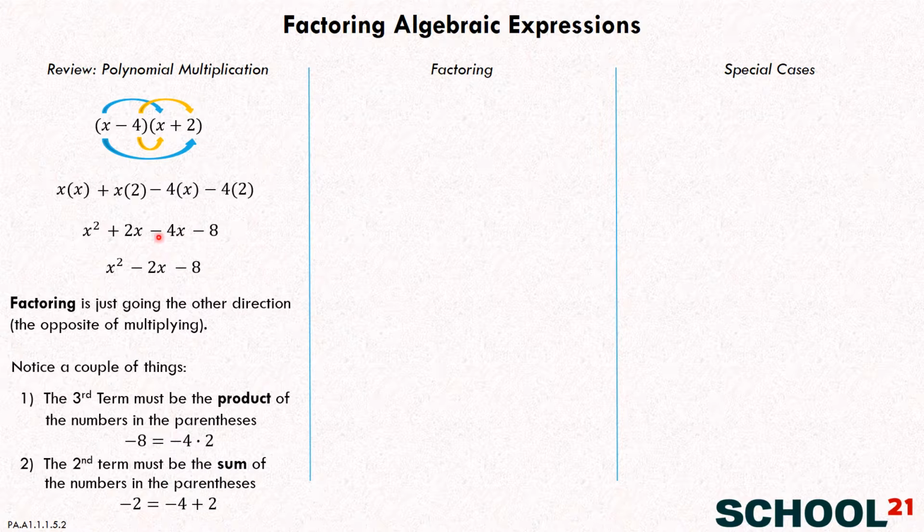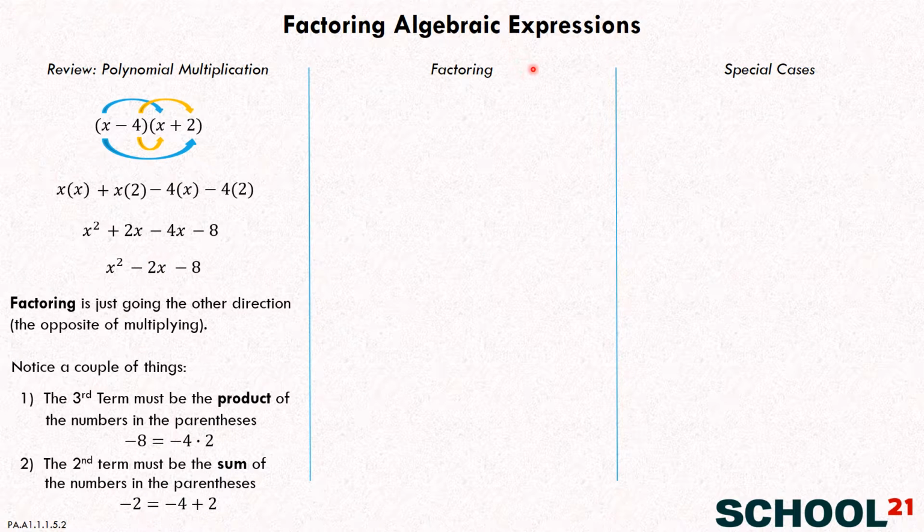So when you're given something like this and you're asked to factor, it's kind of a puzzle. You're looking for numbers up here that, when you multiply them, their product is going to equal this third term, and when you add them, their sum is going to equal the second term. So that's really what you're looking for, is to solve that puzzle.